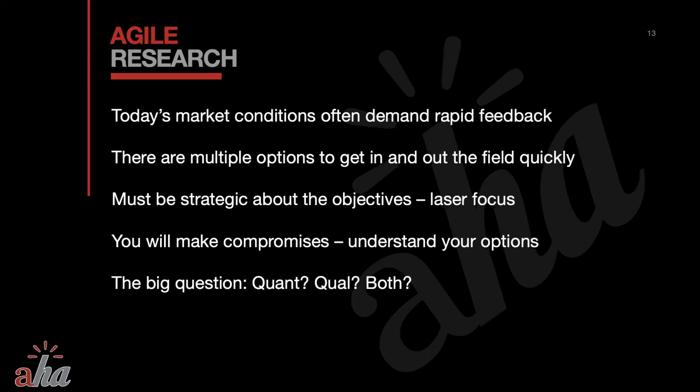So what Agile allows you to do, in our quick sprint methodology, is get in and out of the market quickly with quality feedback. There are some risks and things that you need to understand, and we'll talk about those in a couple seconds. So there's a lot of options to get in and out of the field quickly. I'll go over some of those.